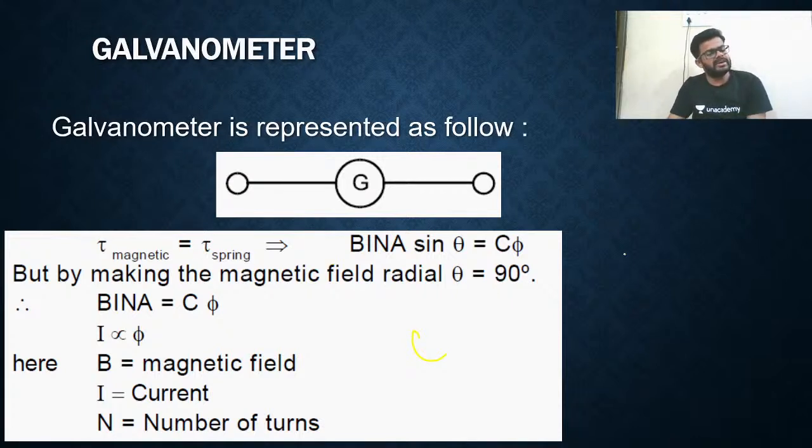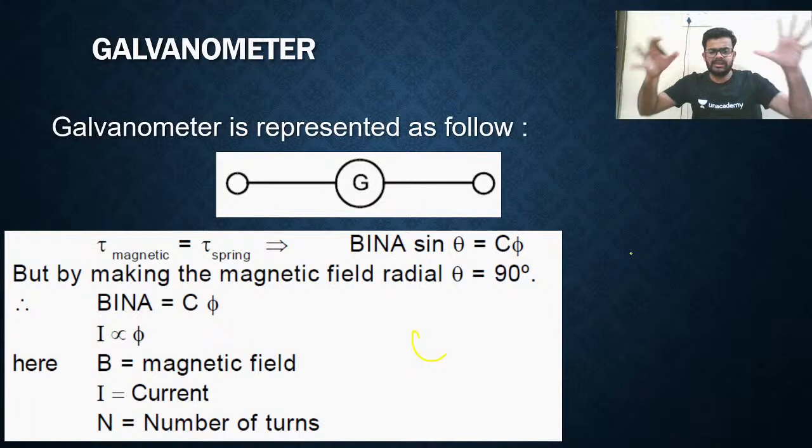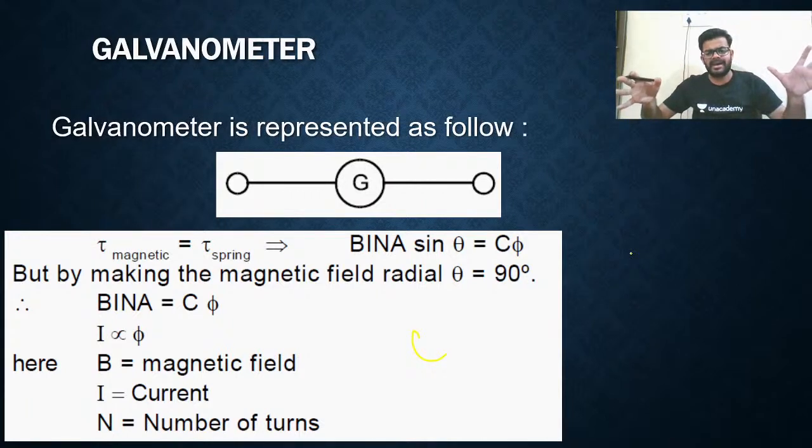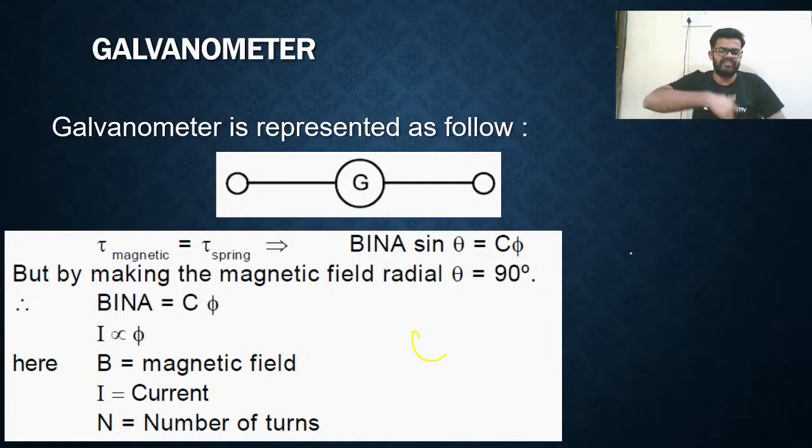It is completely based on torque. Okay, it is completely based on the torque of the needle, the torque of the needle due to a magnetic field. Are you getting it? Whenever you provide electric current, a magnetic field will be generated, and because of that magnetic field there will be a torque experienced by the needle, and it will deflect.